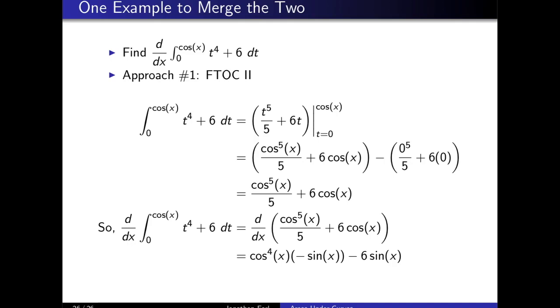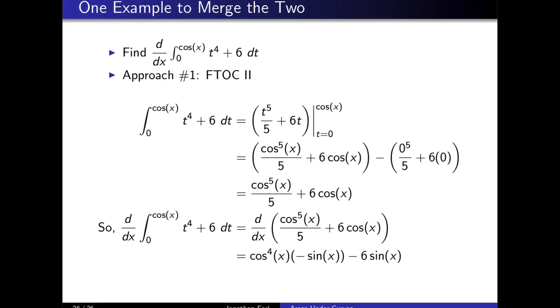When we put in cosine of x for t, we get cosine of x to the 5, all divided by 5, plus 6 cosine of x. And then we evaluate our expression at t equals 0, and we just subtract off 0. So our definite integral will be cosine to the 5 of x over 5 plus 6 cosine of x.